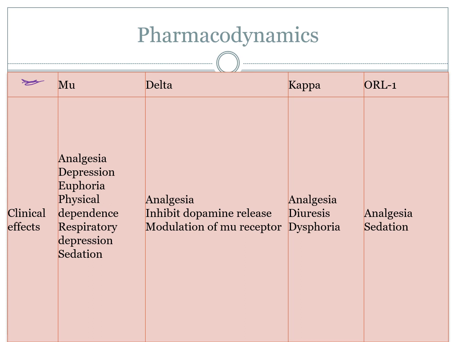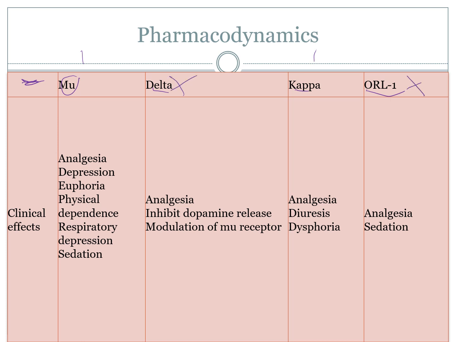Okay, so there are 4 main classes of opioid receptors: mu, delta, kappa, and ORL1, which is opioid receptor-like 1. And as you can see, they all correlate with different clinical effects. Now, most opioids are mu agonists, and they have varying activities on the kappa receptor. Very few opioids that are given will activate strongly on the delta or the ORL.